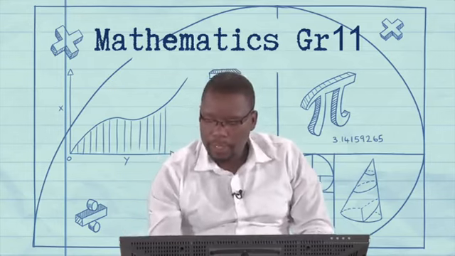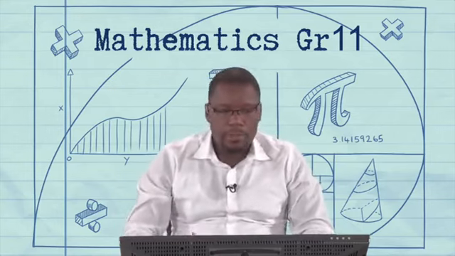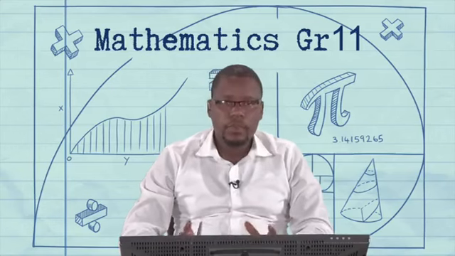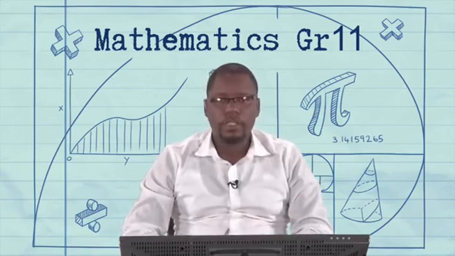So I'm going to quickly give you some time to work on the following terminology. What do the following words or terms mean? When you look at the period, amplitude, domain, and the range, you've got a maximum of 3 minutes to discuss with your friend and come up with the terminology and, in your own words, what these words mean. So I'm giving you 3 minutes. Let's work as a team, and then we'll continue from there.